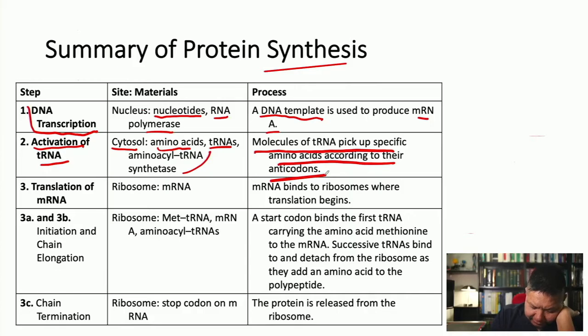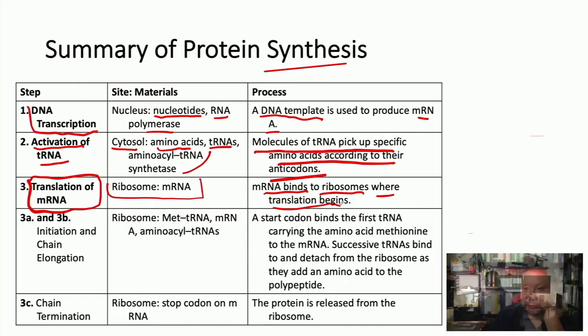Translation of the mRNA is the third step. That happens in the ribosome with the mRNA. mRNA binds to the ribosome where the translation begins. The codons get translated to anticodons. And then initiation begins. That's with the tRNA methionine, of course. It is the first one in the chain.